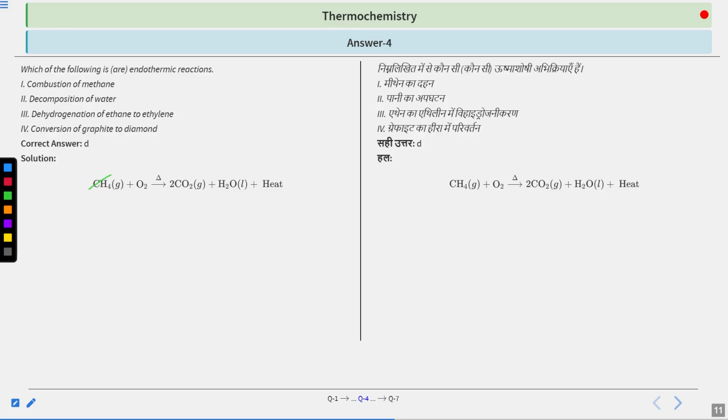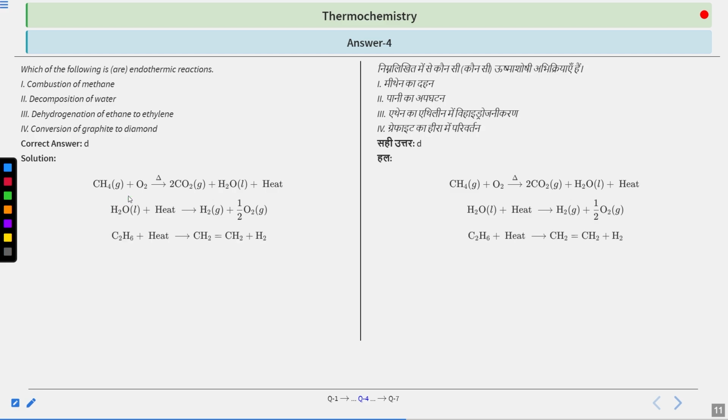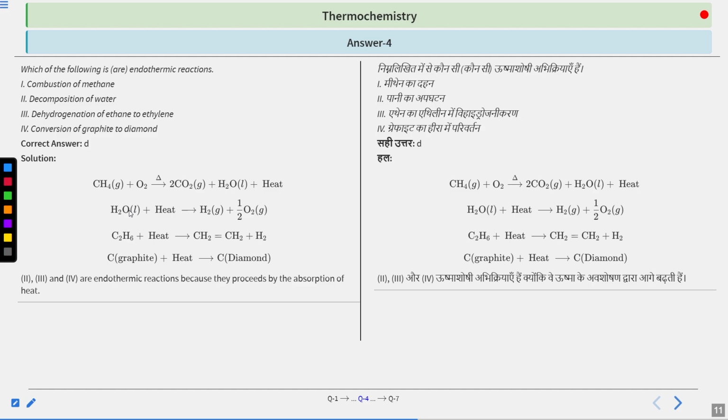In the second case, heat will be given, because we need energy to decompose water. In the third, we have to supply heat to dehydrogenate it. And in the fourth one also, we have to supply heat. So we can easily see that all of these three require heat for the reaction to go forward. So 2, 3 and 4 are the endothermic reactions. This is the correct answer, which is D.